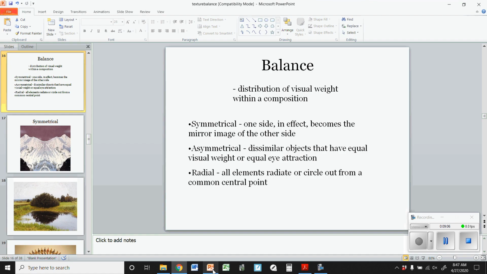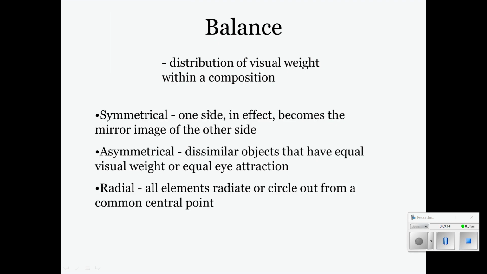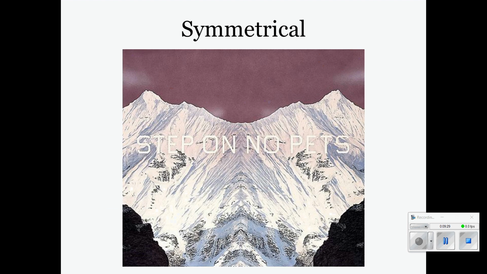So if we go back to here, we can look at our balance now. Symmetrical on one side, in effect becomes a mirror image of the other side. We've already talked about that. Asymmetrical is dissimilar, just with equal visual weight or equal eye attraction. And then radial, when I show you the examples of that one, that'll become apparent too. So symmetrical, we can see even the words end up being symmetrical, mirror images of themselves. These aren't exactly exact, but they're pretty close. So you can see that one side is very close to the other side. Like I said, it's close, but it's not necessarily exact.